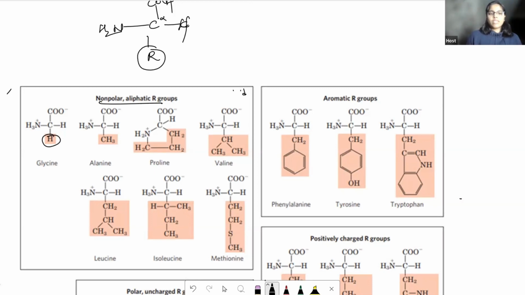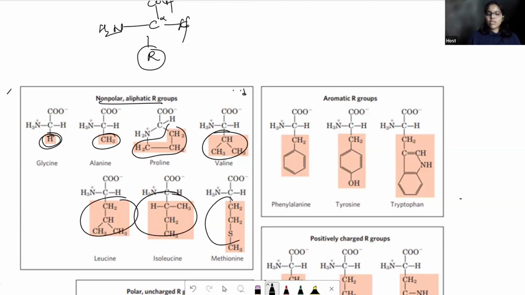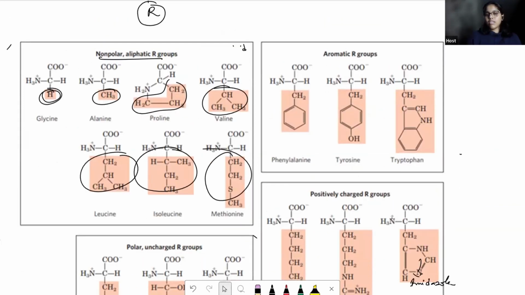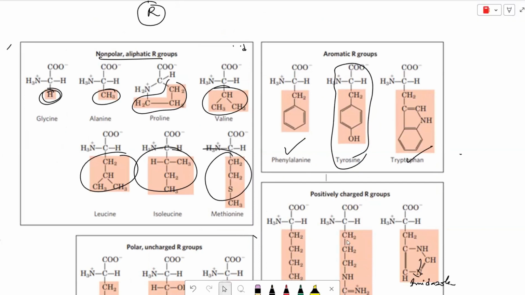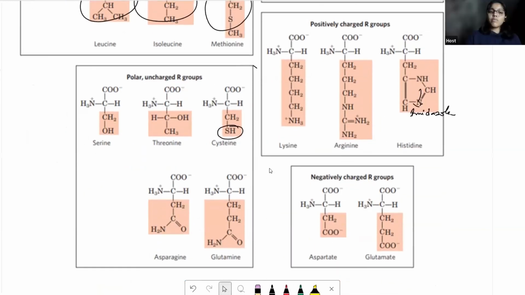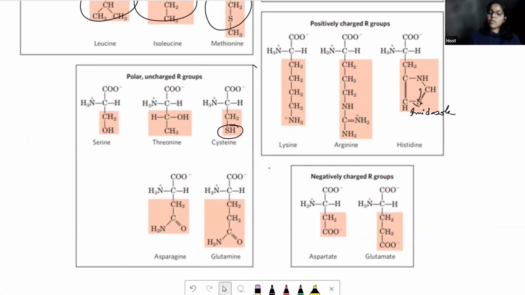So coming to these aliphatic amino acids, they have non-polar side chains. As you can see, H is not polar, CH3 is not polar: valine, leucine, isoleucine, methionine. Coming to aromatic, only phenylalanine and tryptophan are non-polar. Tyrosine is polar. Can anybody say why? OH group. Yeah, because of the oxygen it becomes polar, but it is polar uncharged. It comes under polar uncharged.